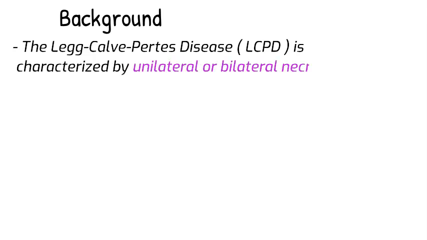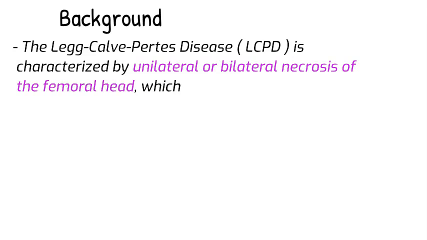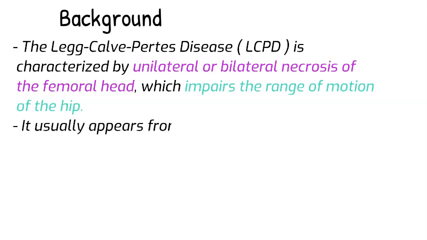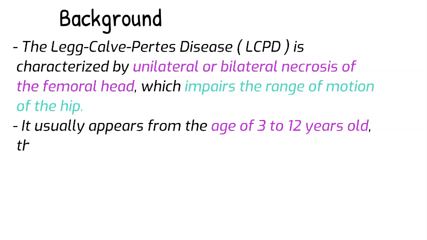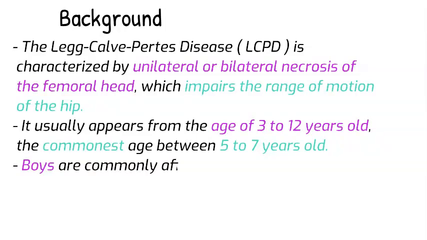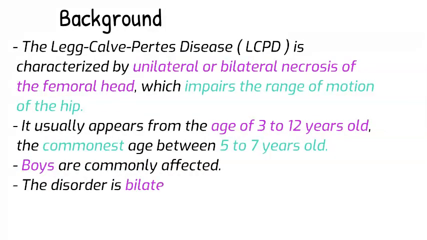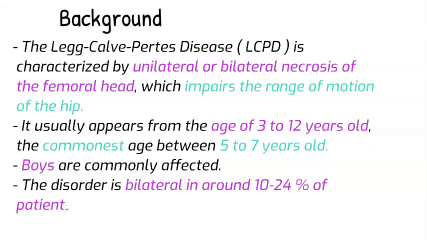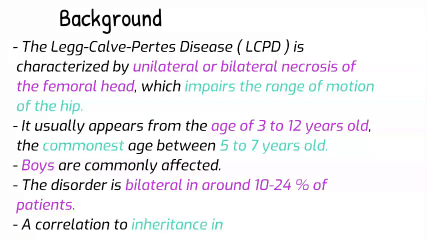Background. Legg-Calvé-Perthes disease, LCPD, is characterized by unilateral or bilateral necrosis of the femoral head, which impairs the range of motion of the hip. It usually appears from the age of 3 to 12 years old, the commonest age being 5 to 7 years old. Boys are commonly affected. The disorder is bilateral in around 10 to 24% of patients. There is a correlation to inheritance in around 8 to 12% of patients.